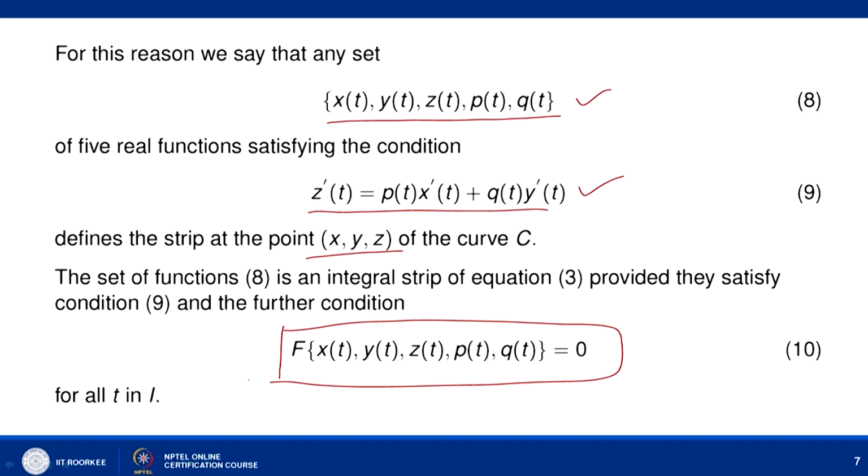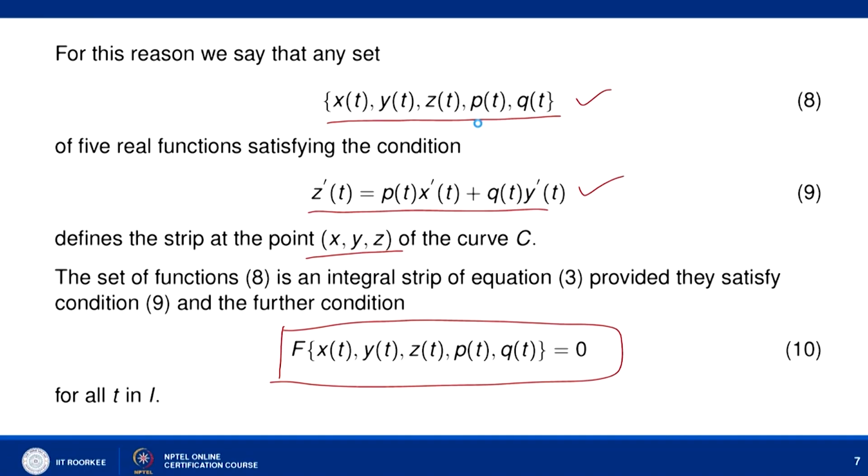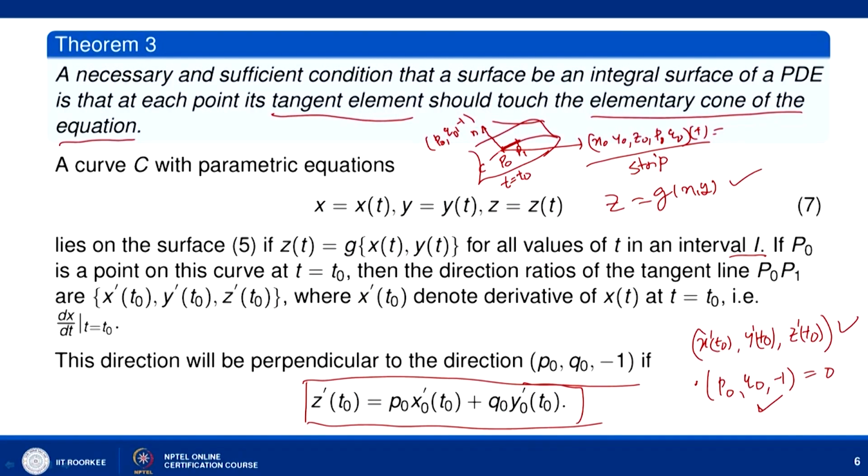So, using these ideas we now want to find the equation of the surface. For that, let us say that if at each point the curve touches a generator of the elementary cone, we call the corresponding strip a characteristic strip. So, it means that you take your curve, right, you have this curve. Now, if at each point this strip touches your Monge's cone, then we say that this strip is known as a characteristic strip.